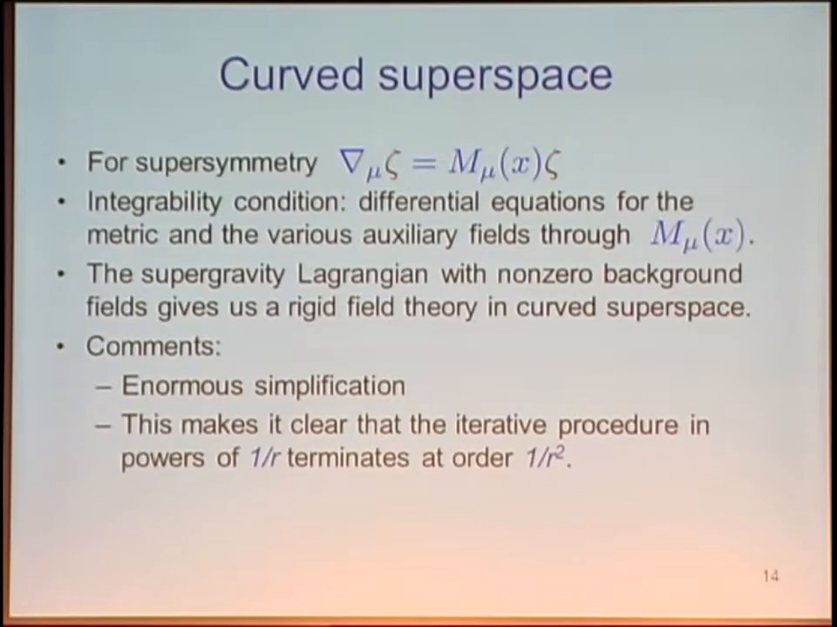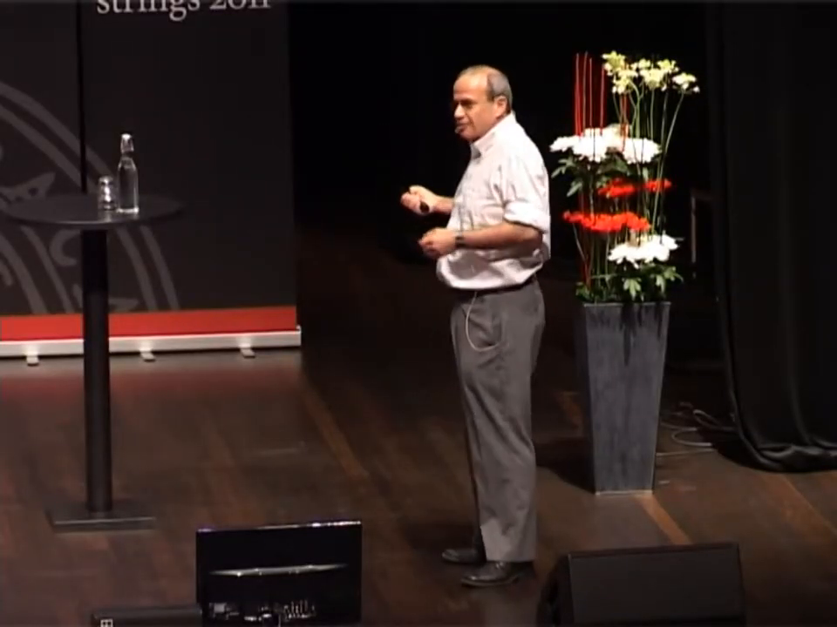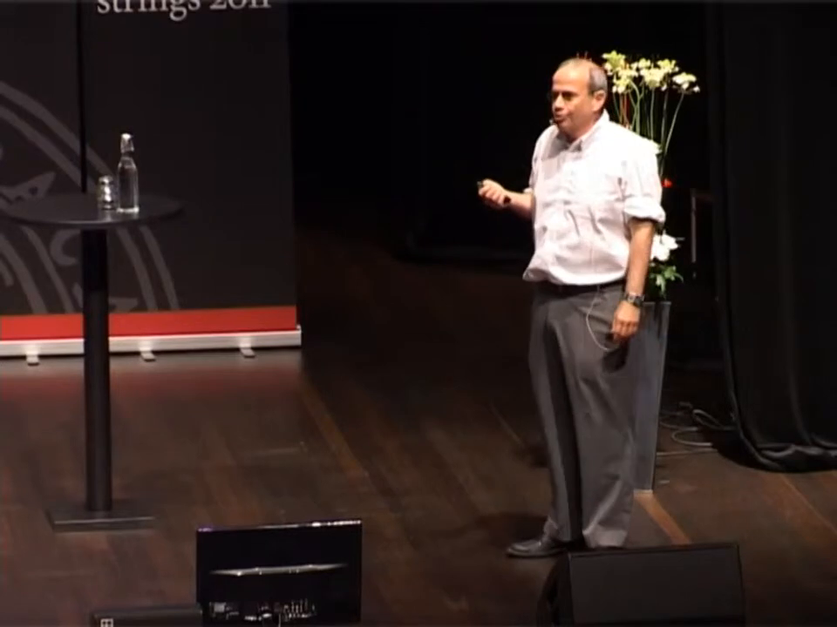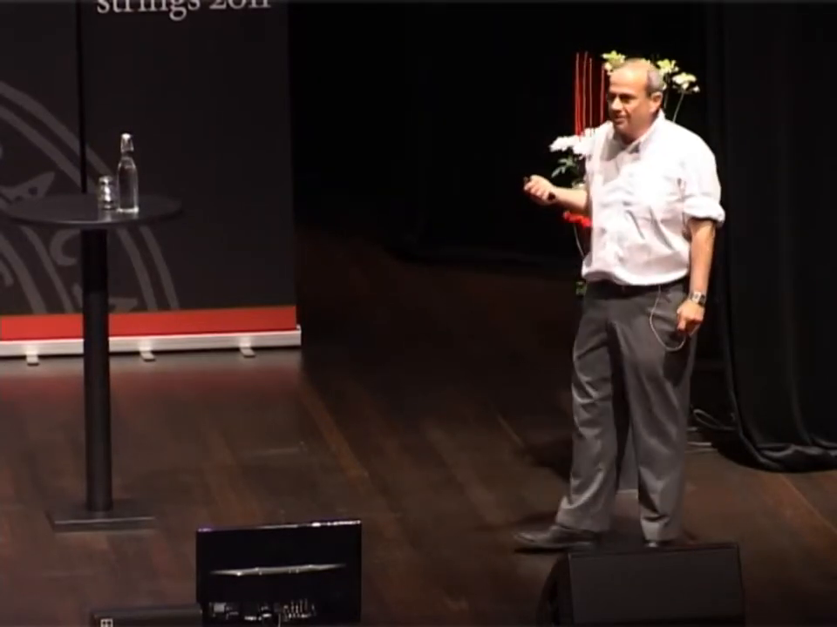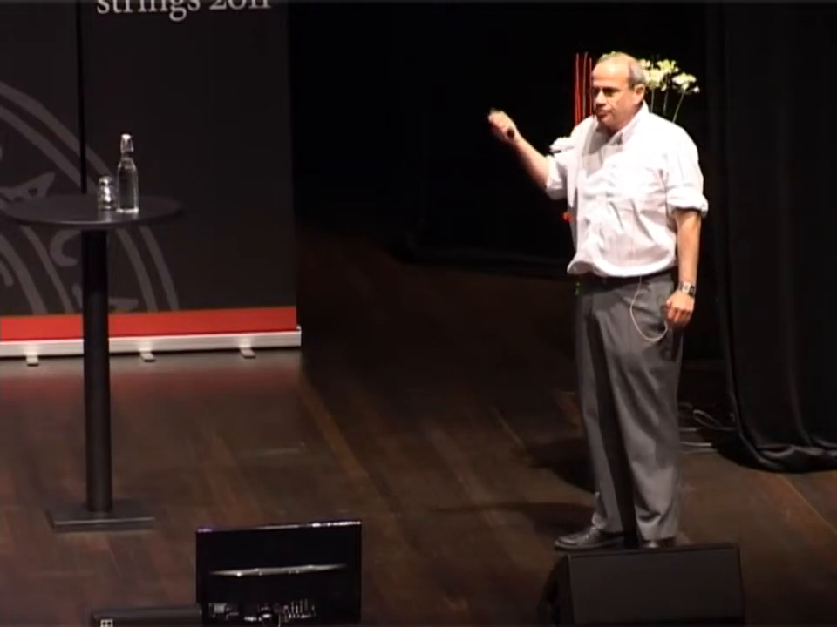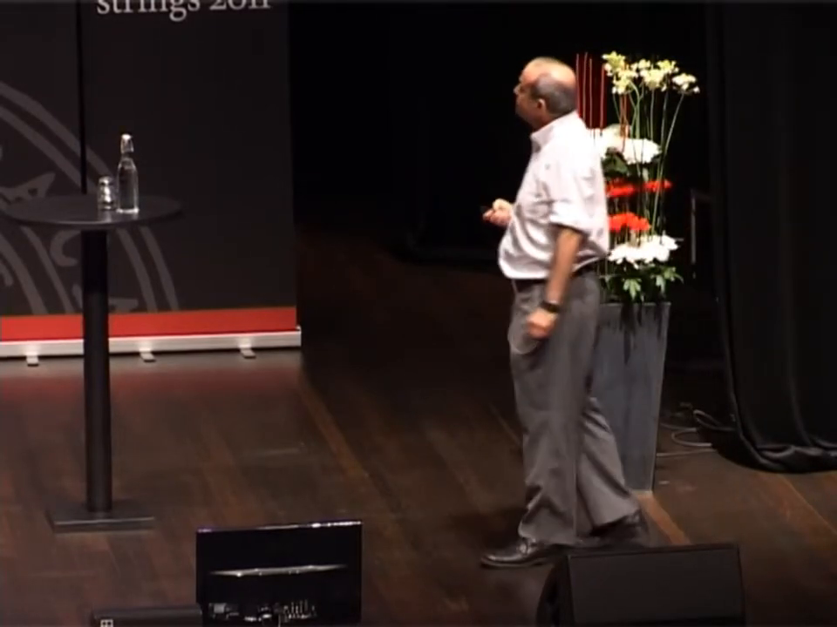Then the supergravity Lagrangian has terms which are proportional to the square of the auxiliary field. Surprise, surprise, these are the terms of order 1 over r squared. And the supergravity Lagrangian does not have higher order terms in the auxiliary fields, and therefore the expansion should better stop. And in fact, it does. So this thing, which was very tedious and quite surprising in the old approach, becomes obvious here.